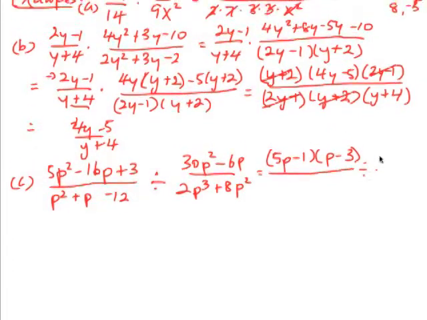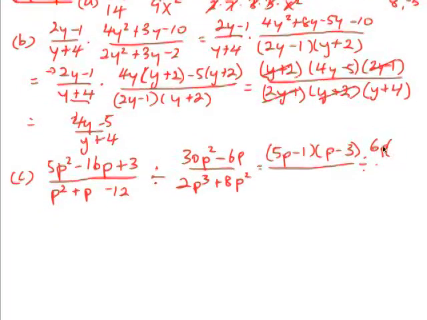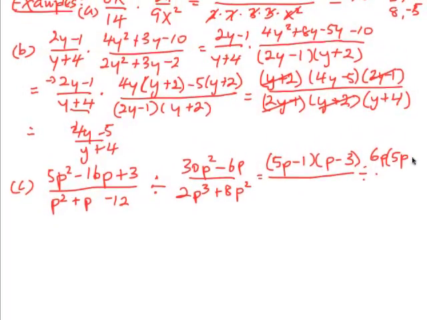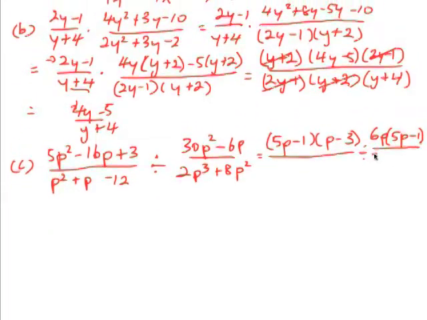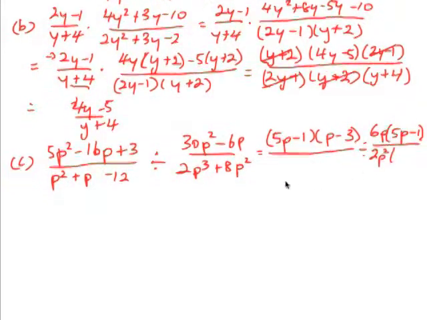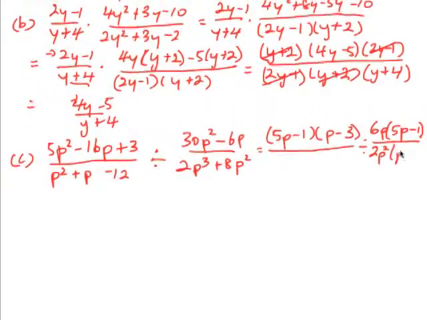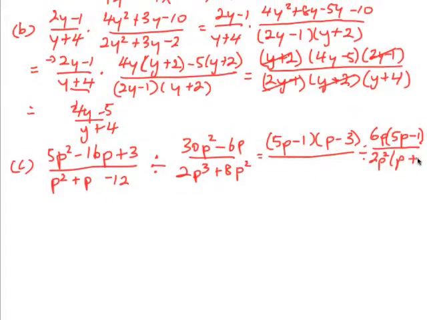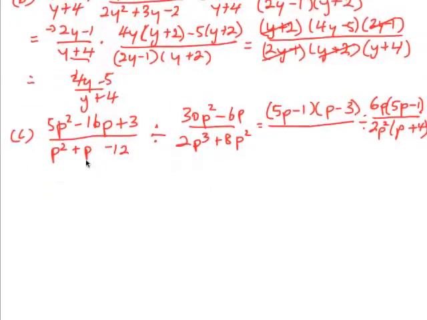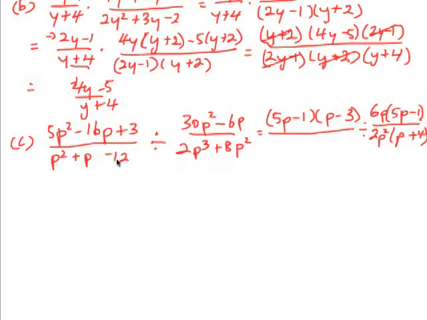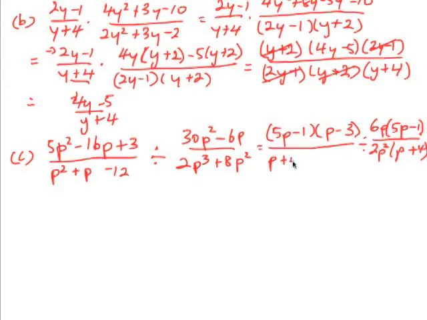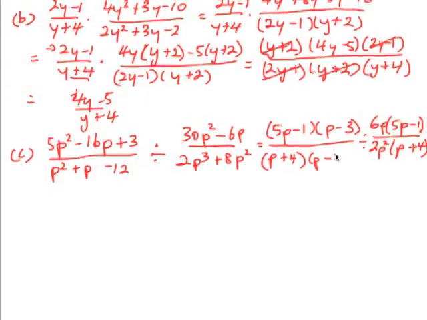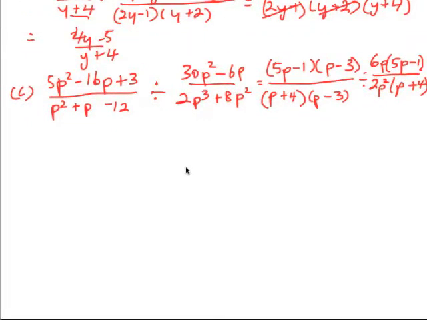Right, so let's have a look here. We can have a 6p out the top here. And we'll have a 5p subtract 1. And down here we'll have a 2p squared, and we'll have a p plus 4, like that. And this p squared plus p minus 12, we need factors of negative 12 that add up to 1, so it's 4 and negative 3. And so we'd end up with this.